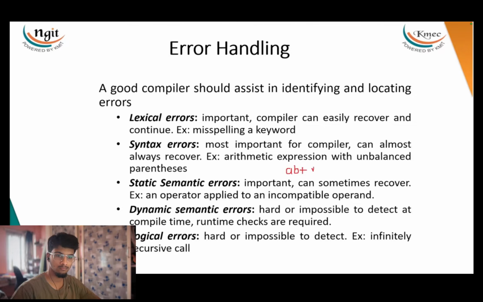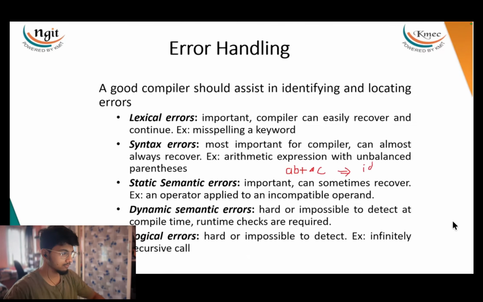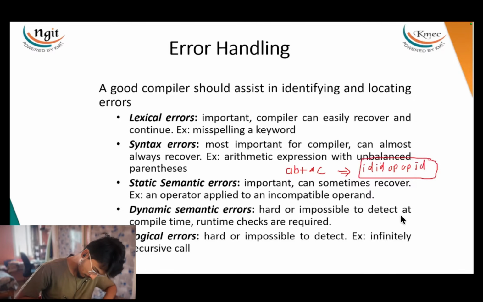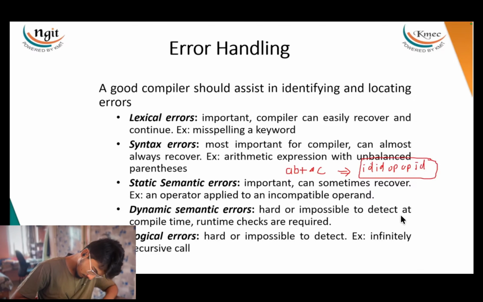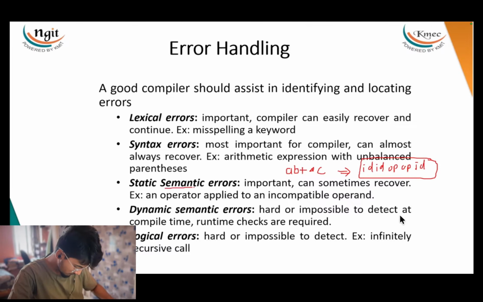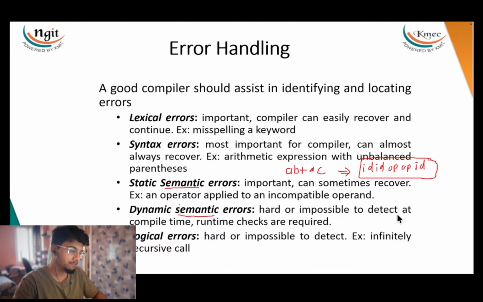So A plus B star C, and the output of lexical analysis is ID, ID, operator, operator, and ID. For this, we cannot generate the parse tree from the predefined grammar. In such a case, it will give a syntax error, or sometimes semantic errors. They are divided again into two types, static and dynamic.